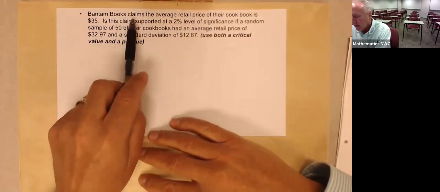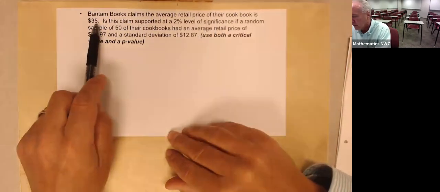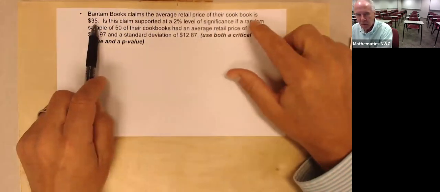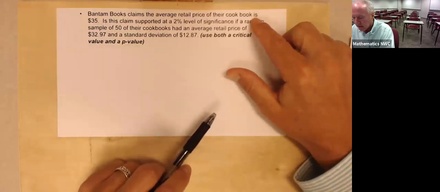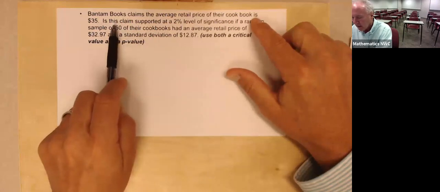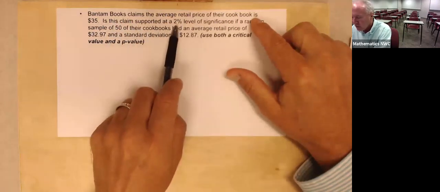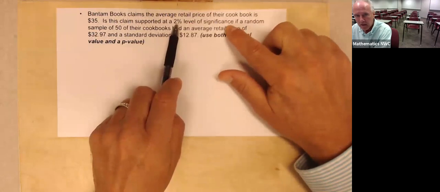We have a claim here that the average retail price of their cookbook is $35. The word "is" is especially screaming at us that it's a two-tailed test. We're checking this claim. We're going to run the test at a 2% level of significance. That means alpha is 2%. 2% is kind of unusual. Usually they go with 1, 5, or 10, but I wanted to do a couple of these today where we have an unusual alpha level.